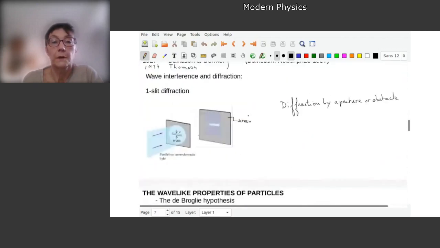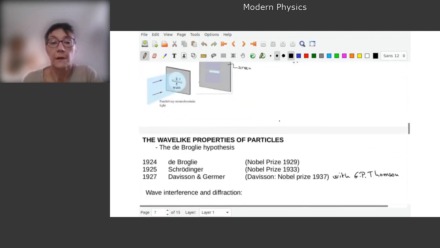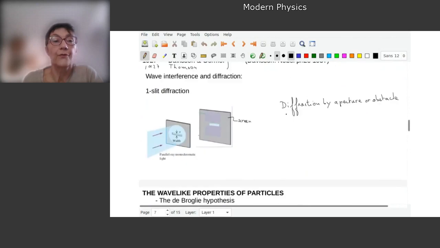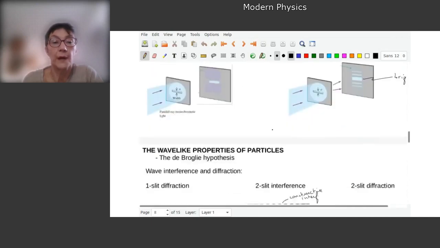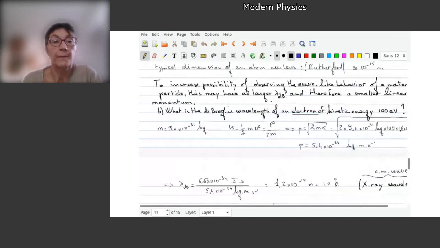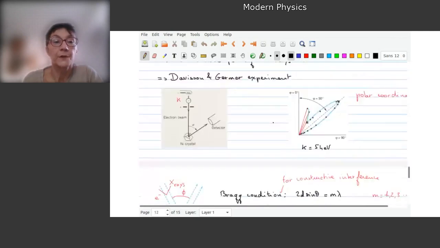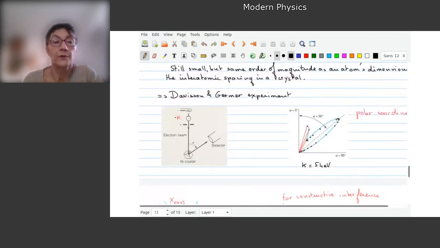Okay, so we saw the experimental demonstration of the pertinence of this description, made by Davisson and Germer. They made the experiment with electron waves. You have an electron beam and it is diffracted by a crystal. And so you observe at some angles, depending on the kinetic energy of the electrons, you detect maxima of diffraction.